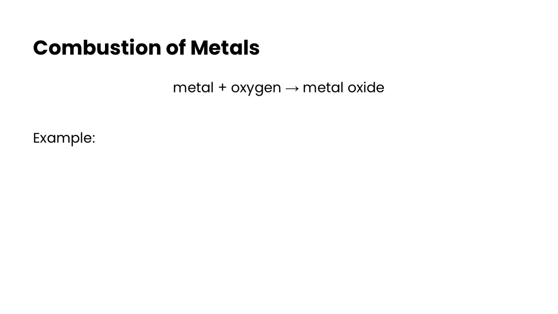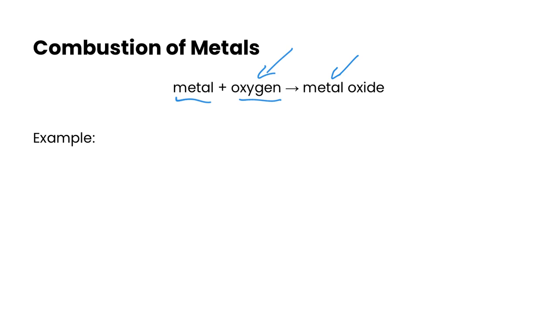In this video, we're going to take a look at a variety of types of combustion reactions. So let's start out with the combustion of metals. If you take any metal and you react it with oxygen, so combustion is reacting in the presence of oxygen, then you're going to create a metal oxide. Essentially, what's happening here is we're getting a redox reaction.